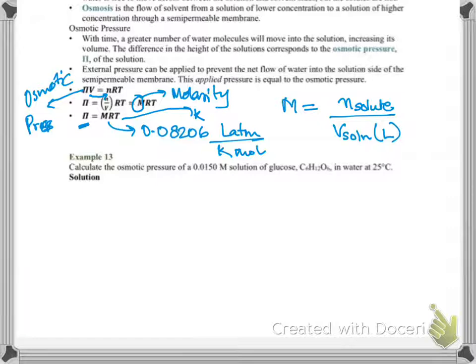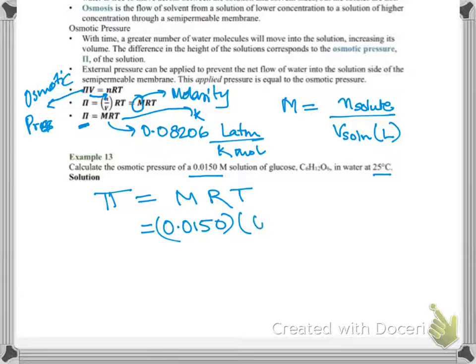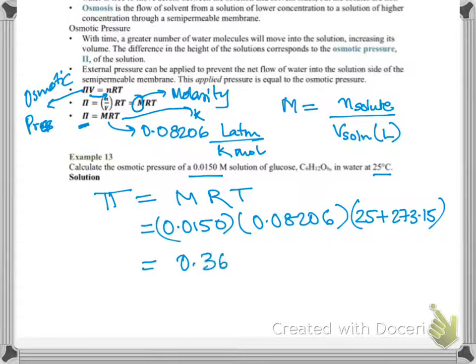So if you look at this question, calculate the osmotic pressure of a 0.0150 molar solution of glucose at 25 degrees Celsius. You have to calculate pi equals MRT. This is a very simple problem. You are given M value, which in most cases is not, you have to find it. R is constant 0.08206, and temperature is 25 degrees Celsius. Change it to Kelvin by adding 273.15, and when you solve it, the answer should be 0.367, and since it is atmospheric pressure, the unit will be atmosphere.